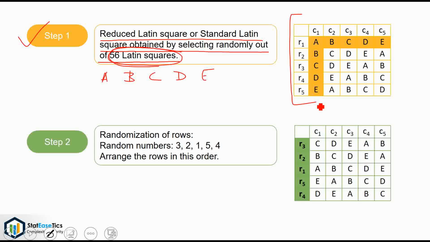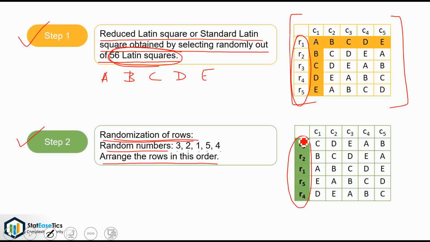So this is the one which we have selected. The next step is randomization of rows. Suppose the random numbers for rows are 3, 2, 1, 5 and 4. Then we have to arrange the rows in this order. Here you can see that rows are arranged sequentially from 1 to 5, and after the randomization we have to arrange the rows in the new sequence, that is R3, R2, R1, R5, R4, based on the random numbers selected.